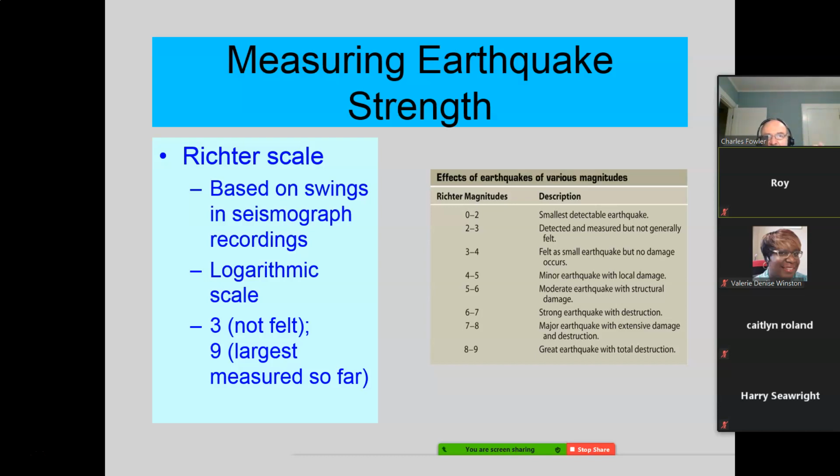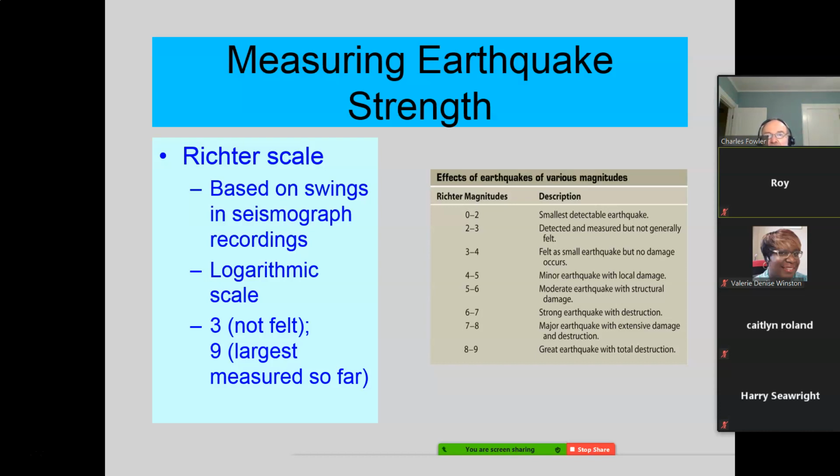Now that would be 10 to the 0, which would be 1, up to 10 to the second would be 100. So you have a range there of 100 times more powerful, but still they're so tiny you don't detect them. Then from 2 to 3, you can detect them and measure them, but usually you don't feel them.